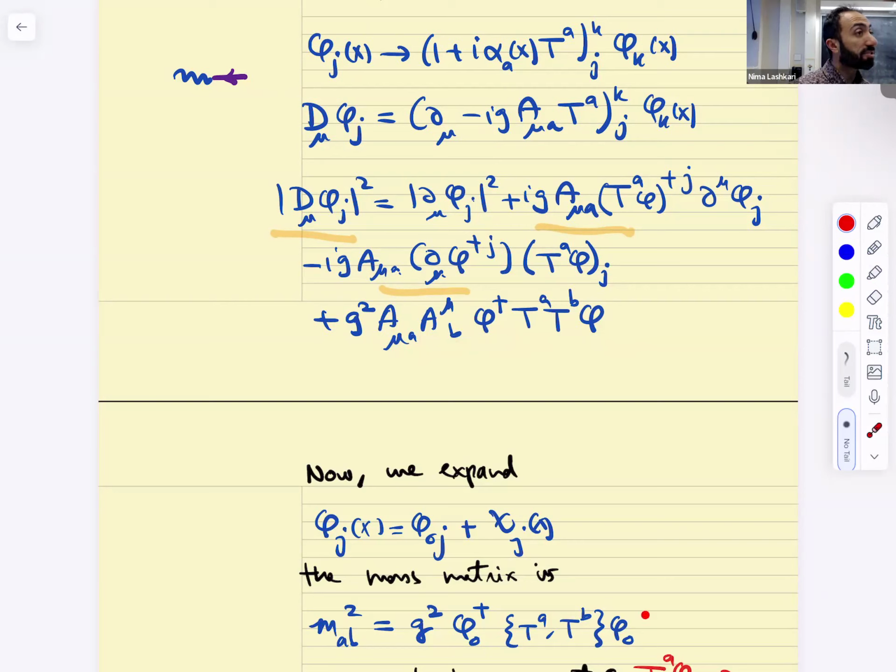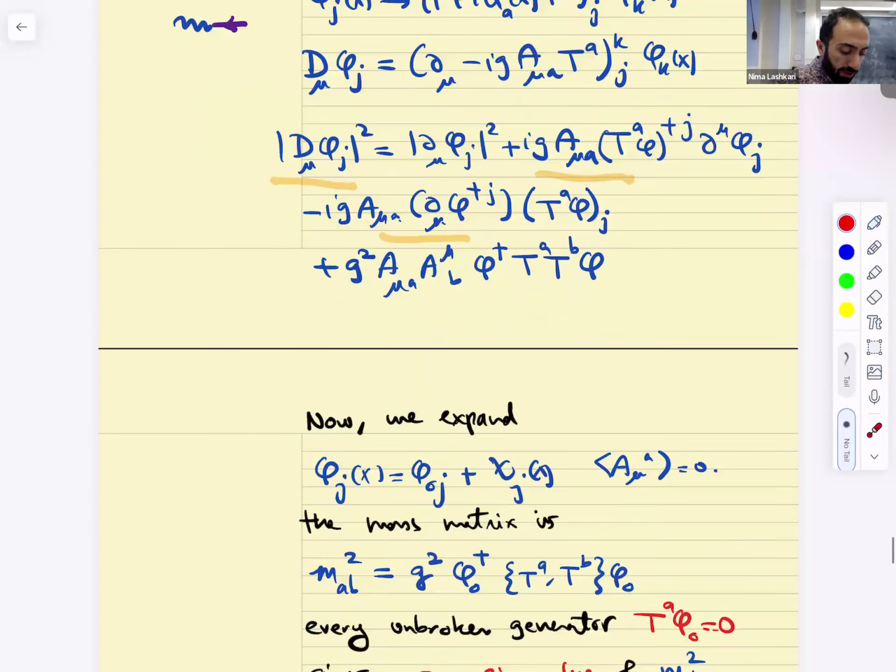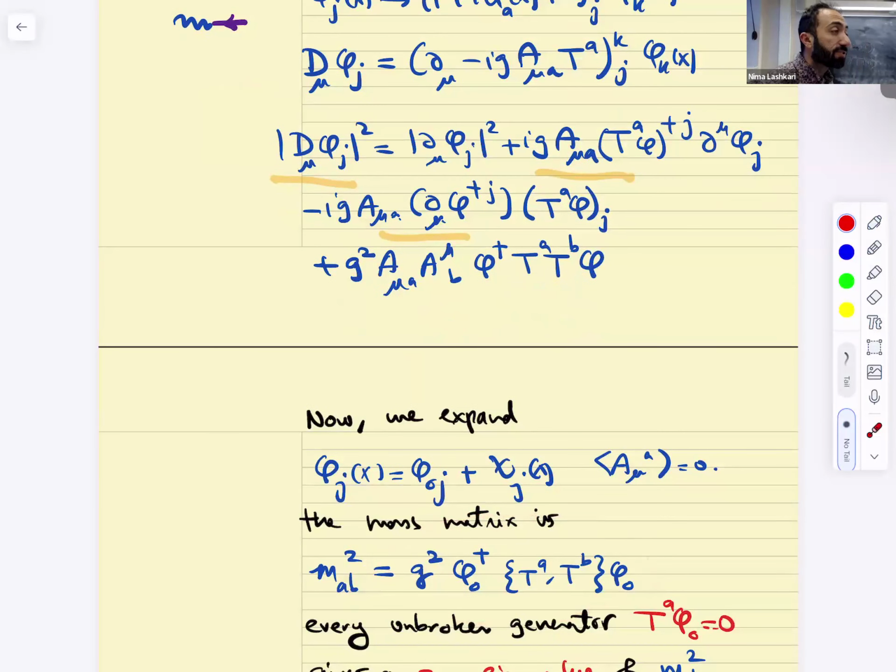That will give me a mass term for the gauge boson. This is the mass matrix. Again, the gauge field is set to have vacuum expectation value zero. Sorry, I should have said that. So this is the mass term for the gauge field. It's a mass matrix, of course, labeled by A, B. A and B are the Lie algebra generator indices.